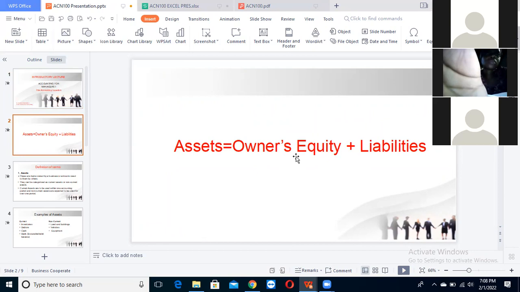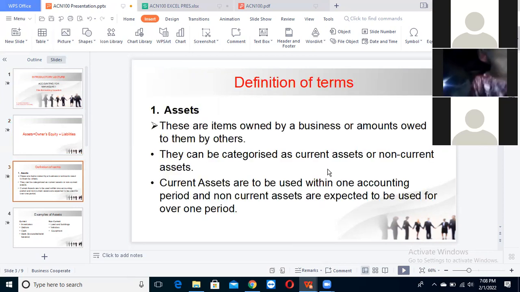Okay, so we are going to define these terms. What are assets? What is owner's equity? And what are liabilities? Step by step, so that you understand the components of the equation and hence why it should balance. So to begin with, we are going to define assets, give you examples of these assets, and then the classes of these assets.